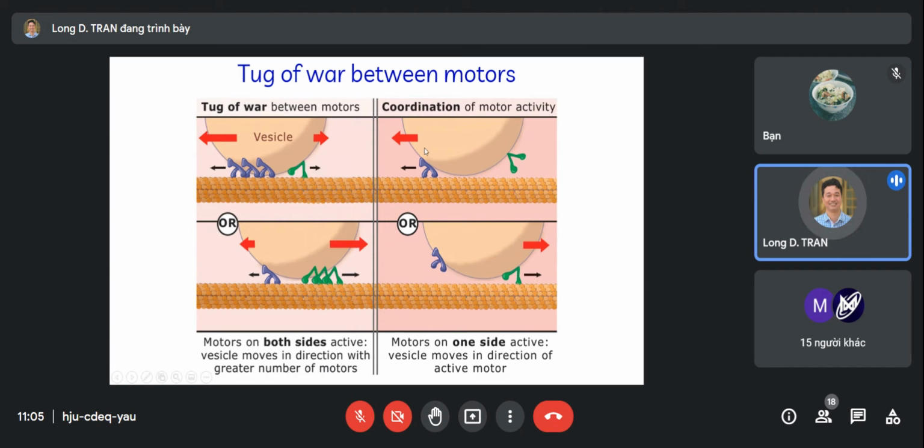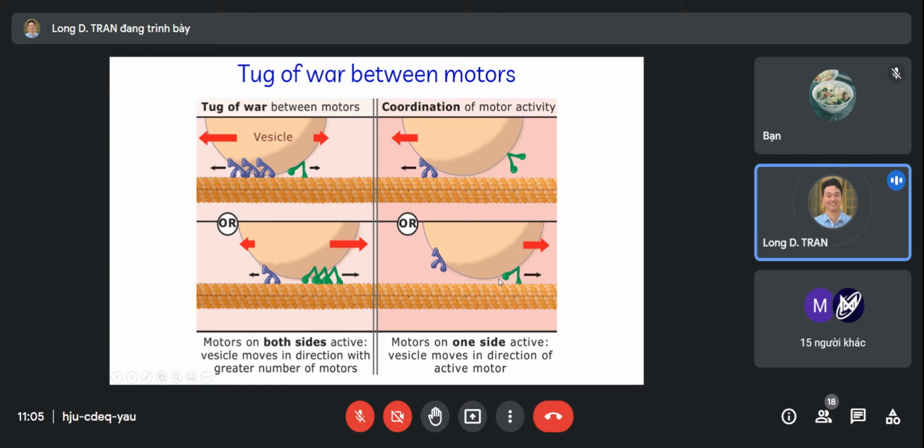The second model is called the coordination model of the motor activity. It depends on whether dynein is activated or kinesin is activated that the vesicle will move toward the minus end or toward the plus end. So if dynein is activated, then the vesicle or the organelle will be moved toward the minus end. If the kinesin is activated, then the vesicle will be moved toward the plus end.